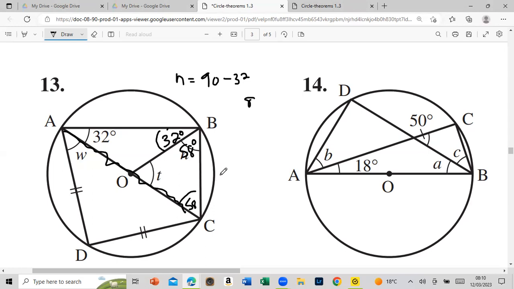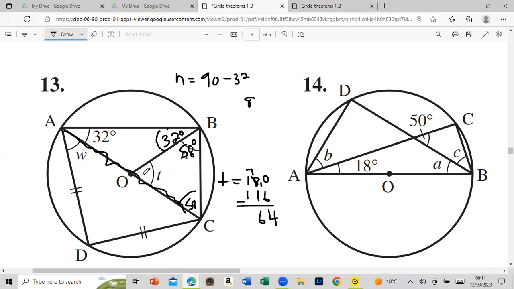So to find t, that is equal to 180 minus 116. So we add 58 and 58. Remember, angles in a triangle add up to 180. 6 from 0 you can't, so we borrow 1. That leaves 7. 1 from 8 leaves 7. So right here should be 64.